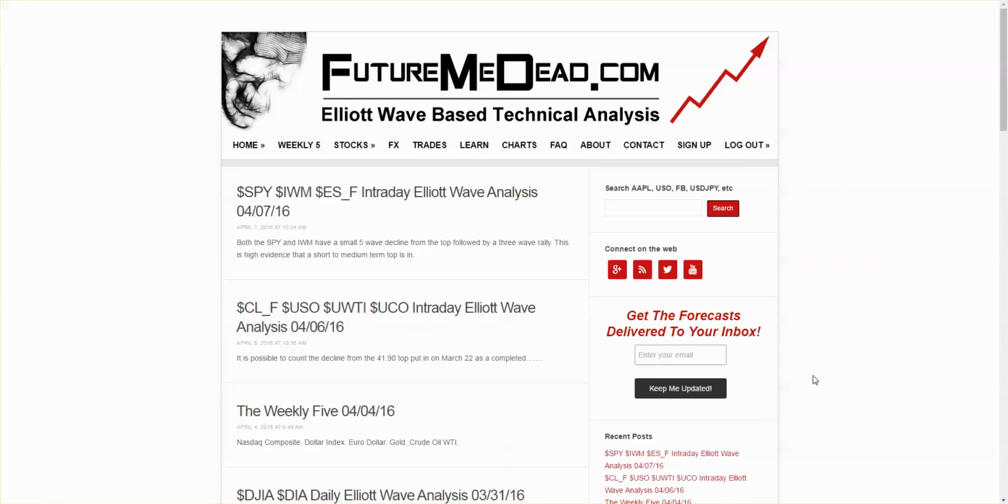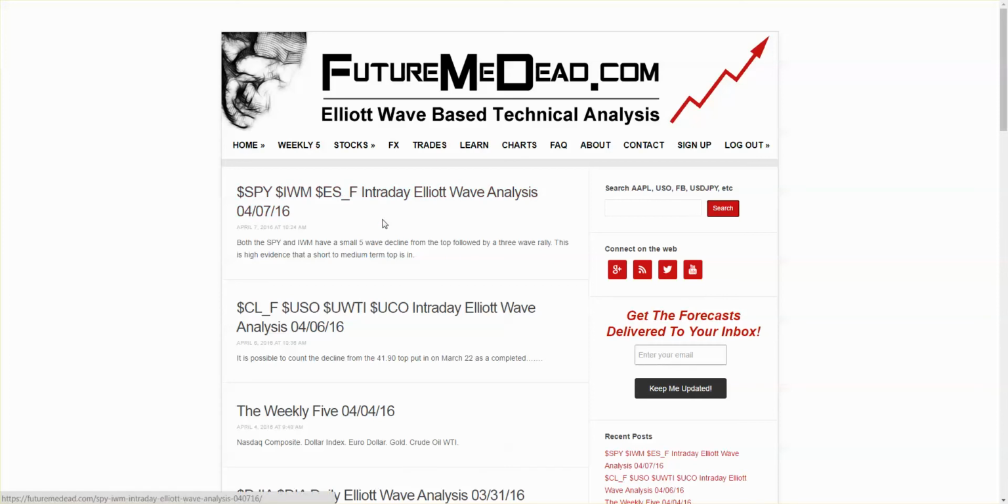Future here, FutureMeDead.com. I want to take a look at yesterday's forecast for the SPY. You can see here intraday Elliott wave analysis for the SPY, IWM, and the S&P 500 E-mini futures contract. I want to examine this in order to take a look at where the forecast went right, where the forecast went wrong, and let's take a look at the current price action in order to formulate a new forecast and determine the new bias moving forward in the short term.